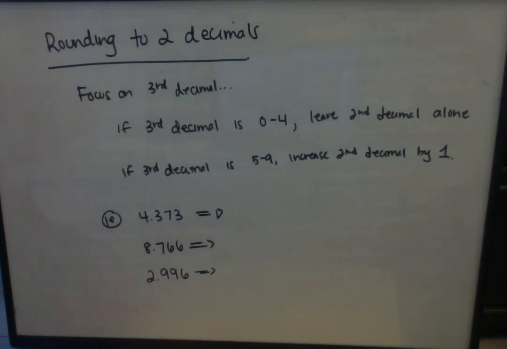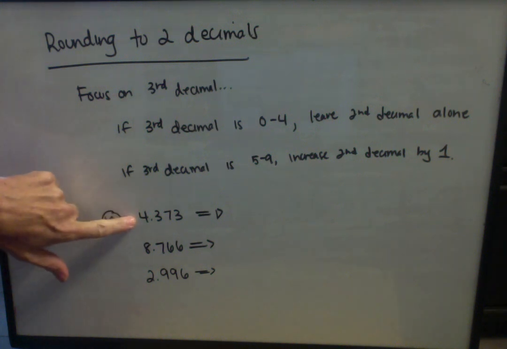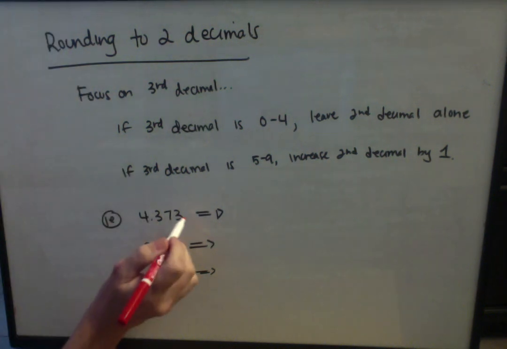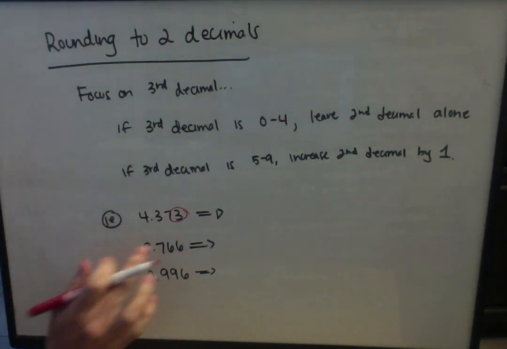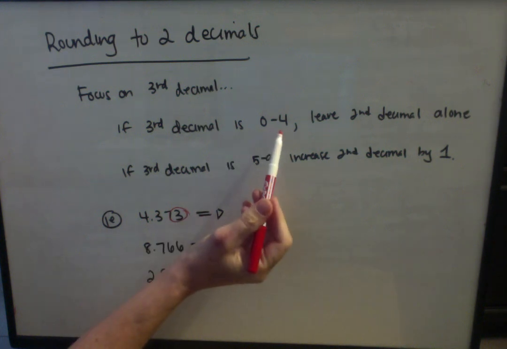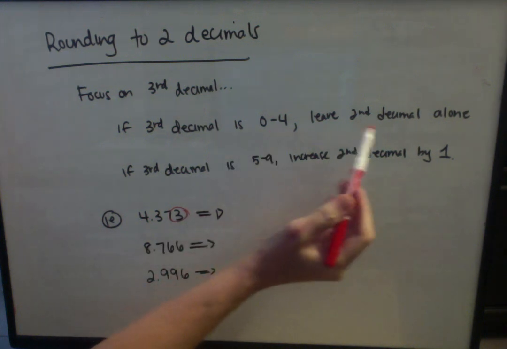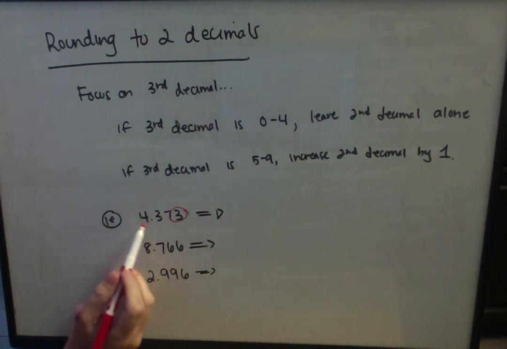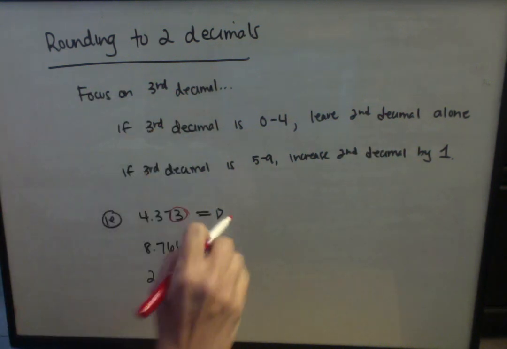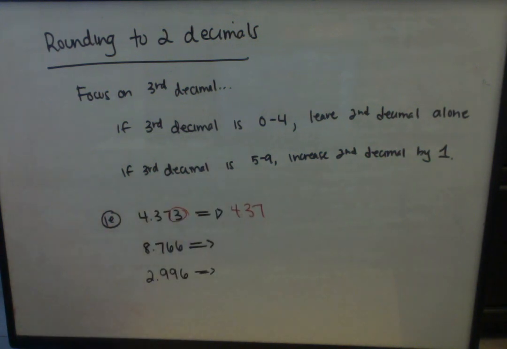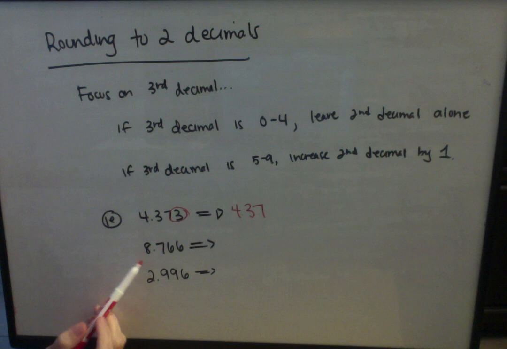All right, so I have 2 easy examples and 1 kind of tricky one. So this first one, 4.373. Again, what we're going to do is focus on this third decimal. The third decimal in this case is 3. That's 0 to 4, right? So it's lower than 5. So what that means is we're going to leave that second decimal alone. So we round 4.373 simply to 4.37.